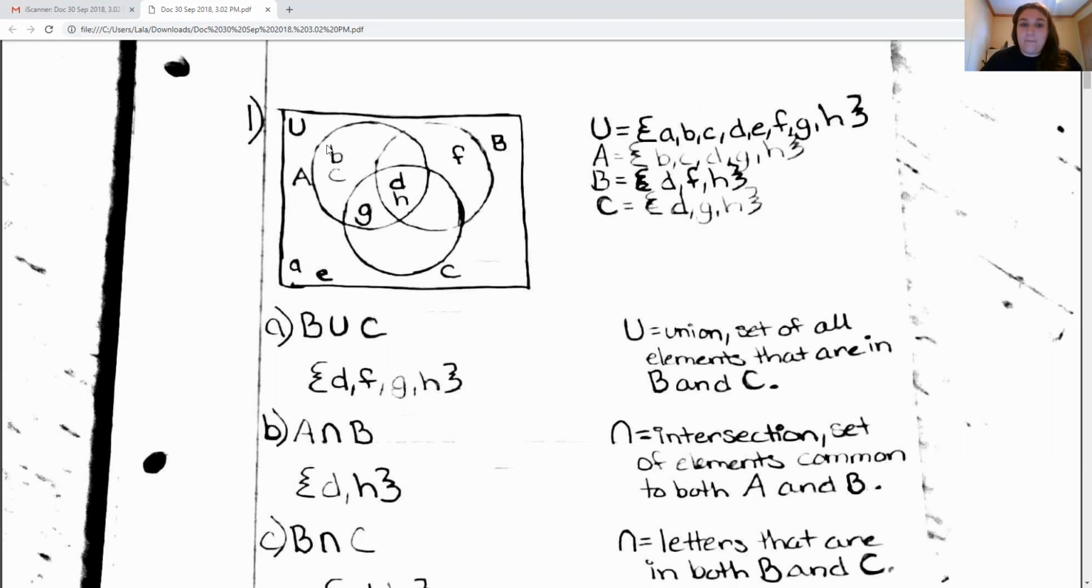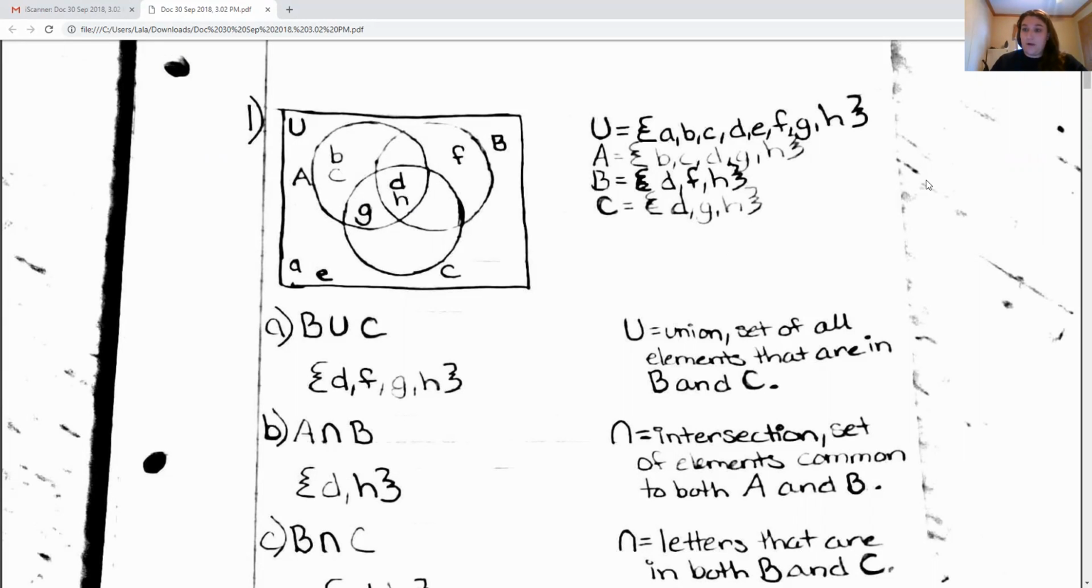So over here in the Venn diagram, this circle here is for set A. Then we have set B, and down here is set C. And anything outside of those circles is considered the universe. So let's fill in for set A. We know we have the letters B, C, D, G, and H. I'll explain why those other circles are connecting with those. For B, we have F, and then we also have D and H. For C, it's D, G, and H. The reason why D and H are inside all three circles is because D and H are in all three sets. The letter G is only in set A and set C.